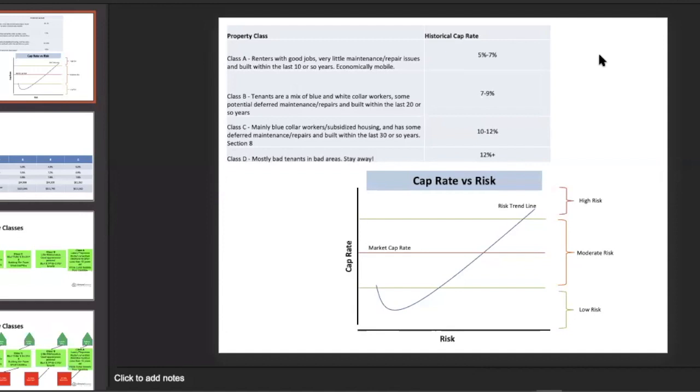So those are on the right side, the historical cap rates on what you can expect to see in those four classes. And it's not like this is what it always is, but I just want to say it's in relation to each other. So class A will always be the lowest, and then you stack the B, and you stack the C on top of that, and you stack the D on top of that.